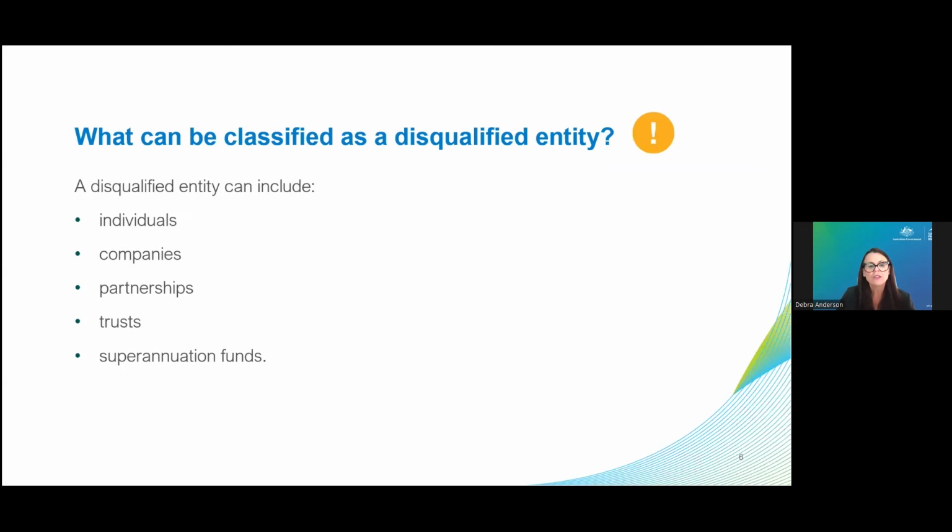So what or who can be classified as a disqualified entity? There are a whole range of different types of entities for the purposes of this provision. And we're not going to go through the exhaustive list of types of entities, but the common ones include individuals, companies, partnerships, trusts, superannuation funds. However, to be a disqualified entity, the entity cannot be a current registered tax or BAS agent or a qualified tax relevant provider.